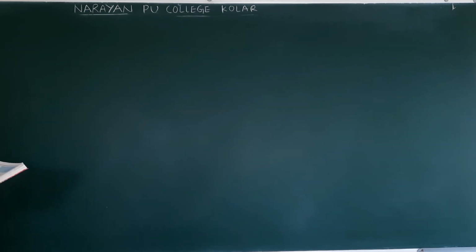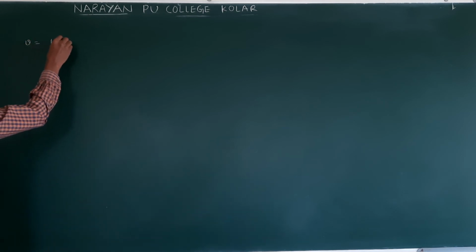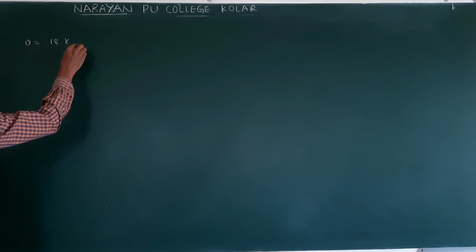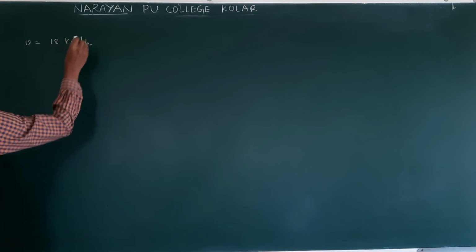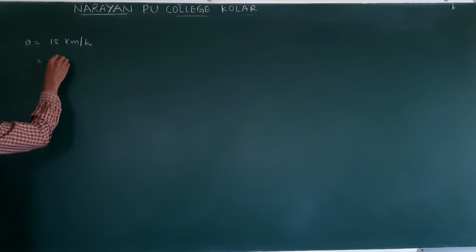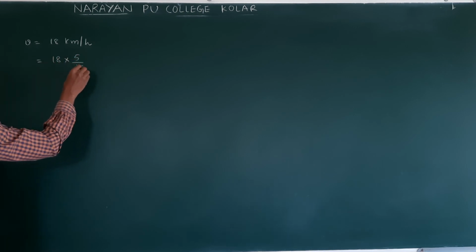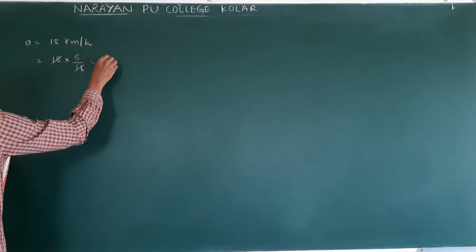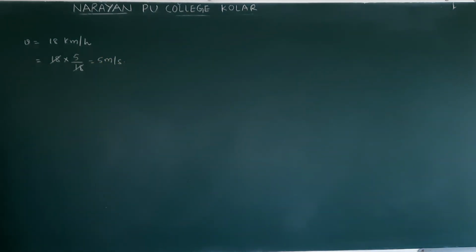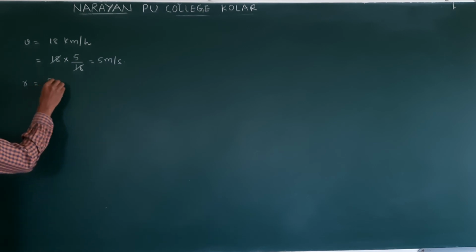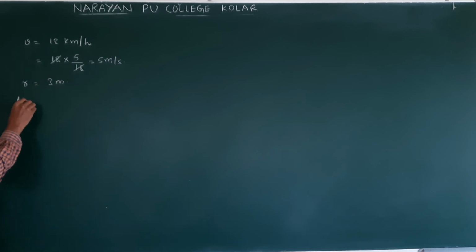So the cycle speed is 18 kilometers per hour. This we need to convert into meters per second. 18 into, what is the conversion factor? 5 by 18. 18 cancels. This is 5 meters per second. Next, the radius of the circular track or road is 3 meters. Coefficient of friction mu s is equal to 0.1. This is on a level road.